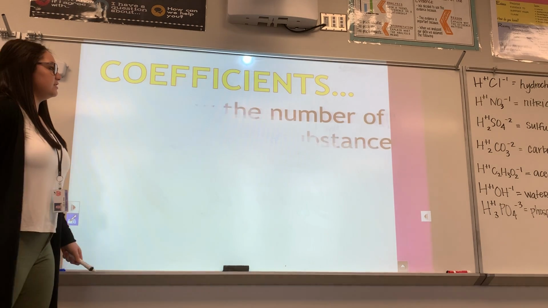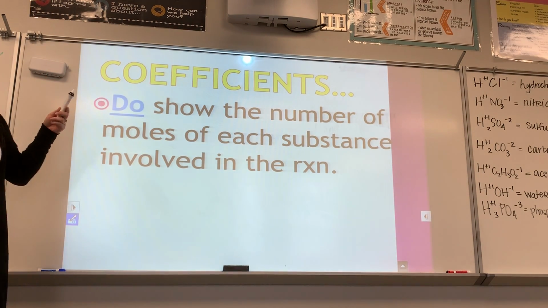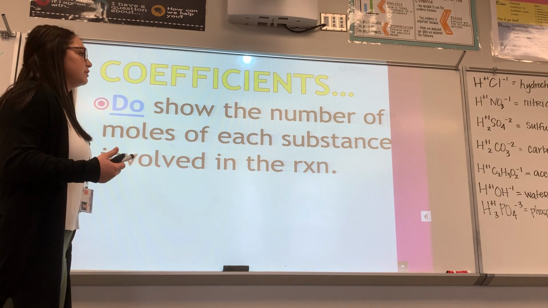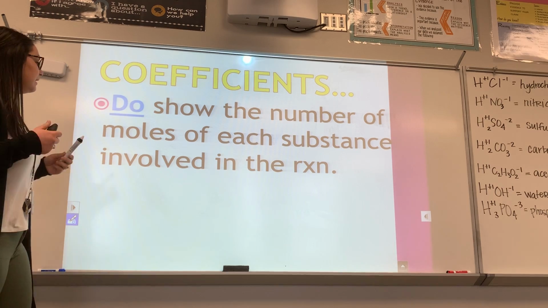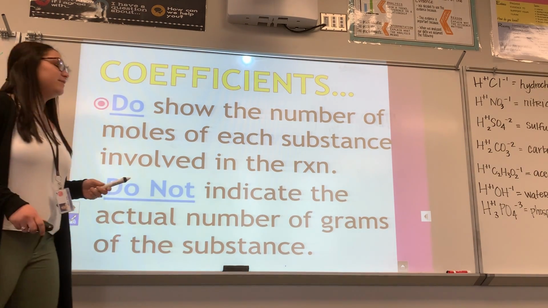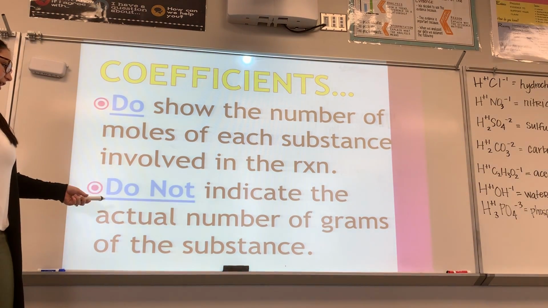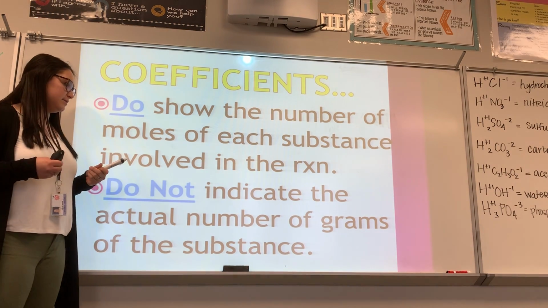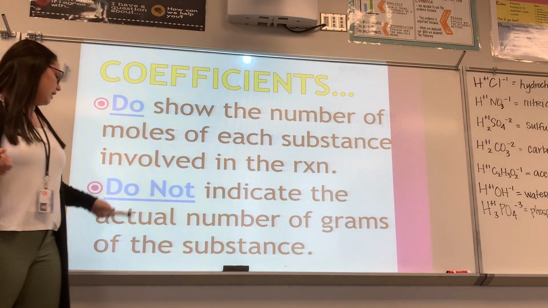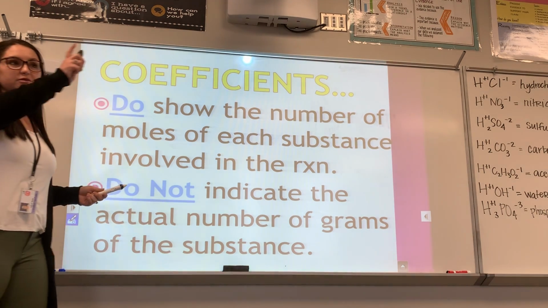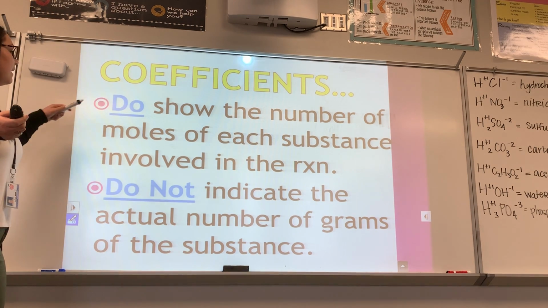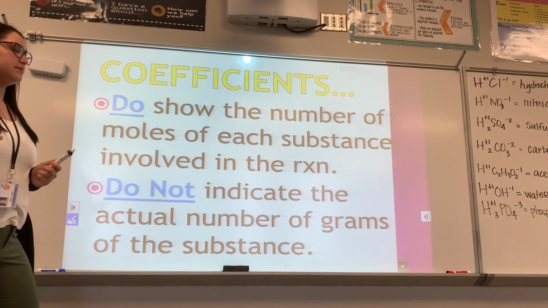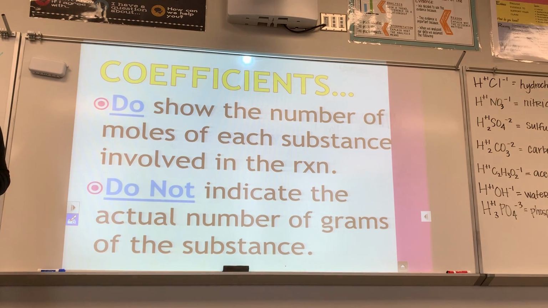We use coefficients in stoichiometry. Coefficients are that big number that we use in front to balance our chemical equations. Coefficients do show the number of moles of each substance involved in the chemical reaction, but they do not indicate the actual number of grams in the substance. Our subscripts help us with the grams. Our subscripts we use to solve how many grams we have with our mass on our periodic table. They show how many moles of the substance in the reactant. And we'll go more into depth in a little bit, and I'll show you exactly what we mean.